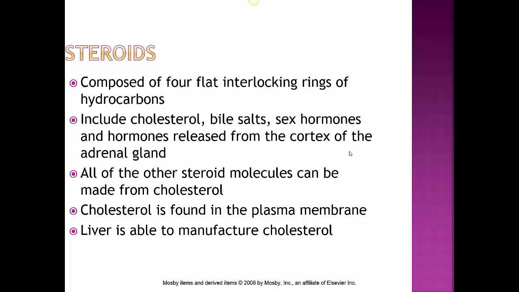And your liver is actually able to manufacture cholesterol from the different steroids that the body ingests. So these are actually broken down into simple steroids or into simple carbon rings, and then they're reassembled into cholesterol by the liver.